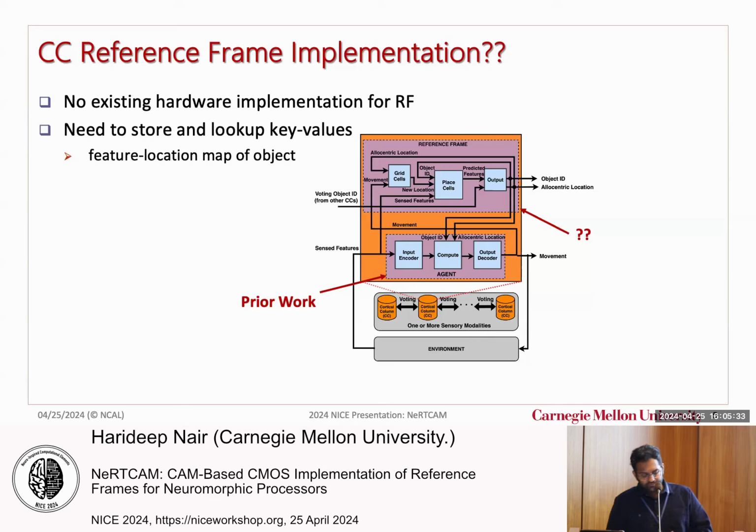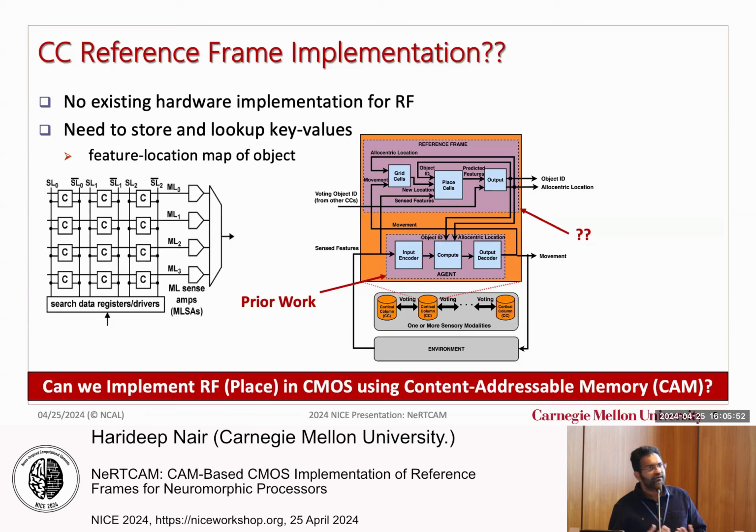So when we think about the reference frame, it holds a sensory map. What I mean by that is that it models an environment in terms of what features are located where and correspond to what class. So it kind of resembles key value pair information. And when we think about key value pairs, the first thing that strikes our mind from a computer architecture perspective is CAMs, content addressable memory. So the question that we asked ourselves is, can we implement a reference frame, specifically the place cells, in CMOS using content addressable memory?